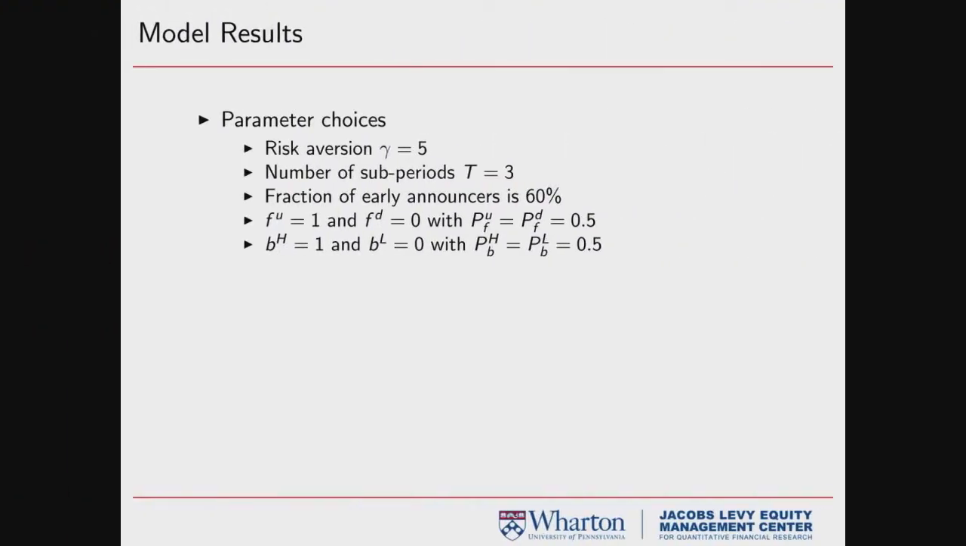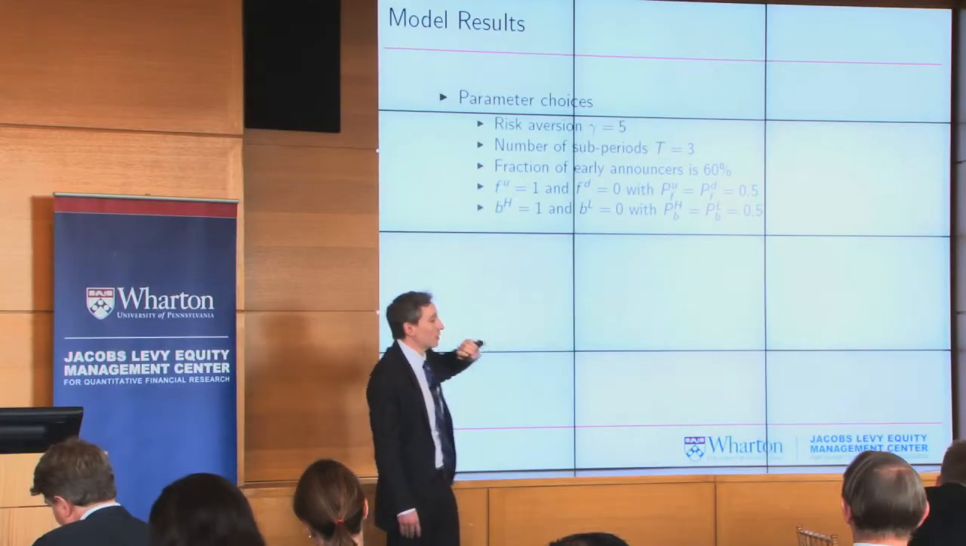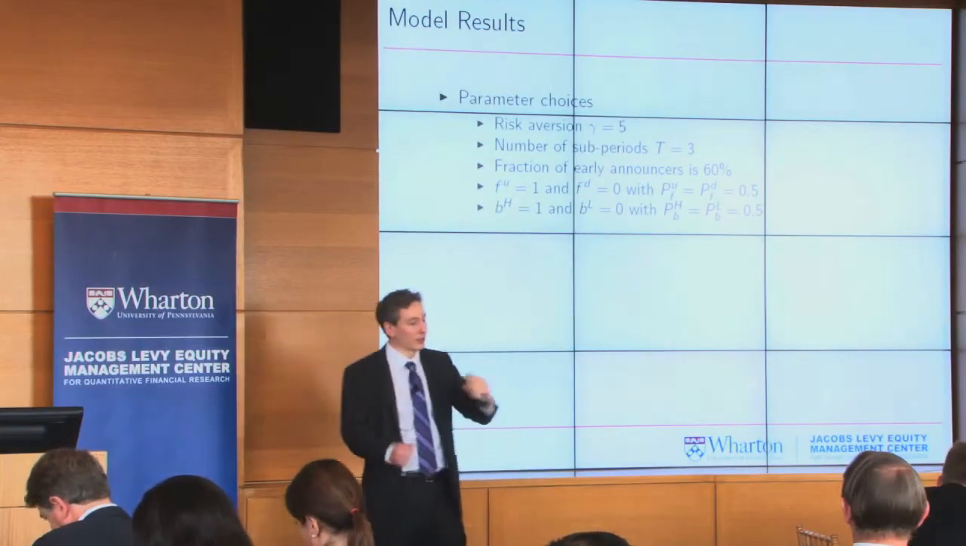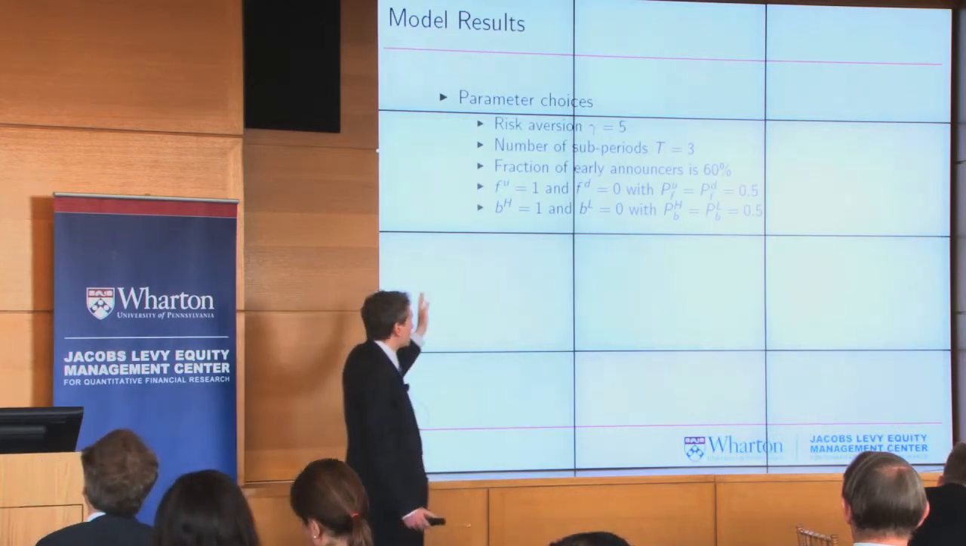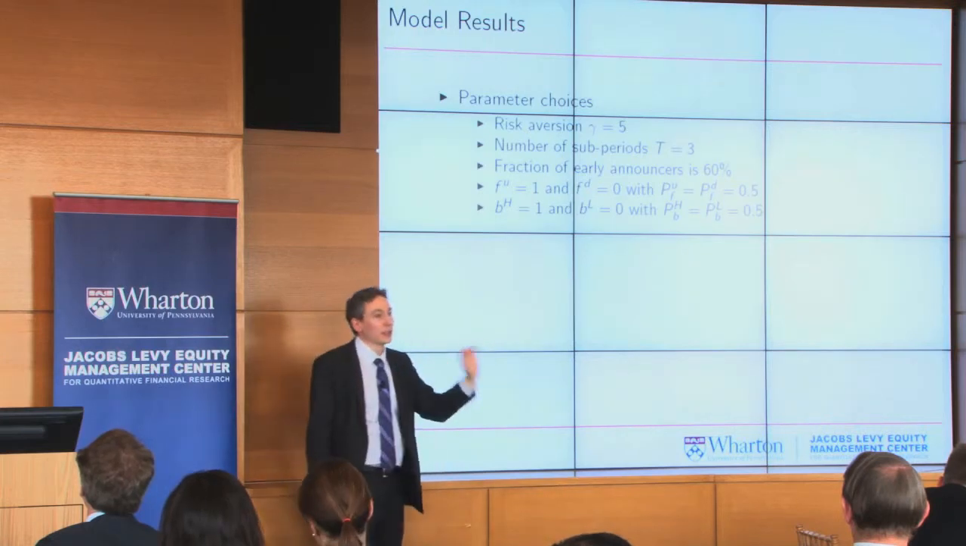So let's see the main solution. We're just going to give you a parameterized value. Standard risk aversion, again, our 3 periods. We're going to set slightly more than half of the firms to be early announcers. This is consistent with what we see in the data. Most firms announce early in the quarter, but there's still a substantial fraction that announce late. And we're going to pick a very simple stochastic process for the F's and the B's. F is big or small, 1 or 0, and the B is 1 or 0. Equal probabilities, everything's independent.